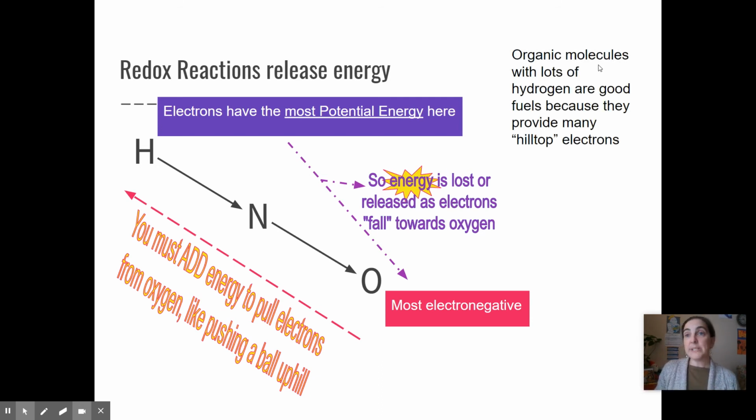So organic molecules that contain a lot of hydrogen, like C6H12O6, glucose has a lot of hydrogen atoms, they end up making good fuels because they provide what we can think of as hilltop electrons that are at the top of the hill, and they have a lot of potential energy. And it's that potential energy that we use as we break down glucose. Those electrons get transferred eventually all the way to oxygen, and they release energy along the way. Like I said, this is a diagram we're going to come back to, but that's the overview, the basic way that redox reactions release energy by transferring electrons to places where they are more stable, attached to atoms that are more electronegative.